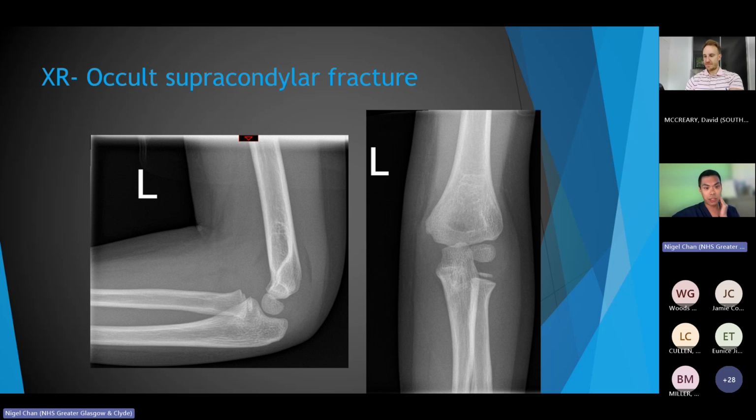And this is what her X-ray looked like. It's a bit more obvious in this one. You can see a posterior fat pad. You can't see any obvious break though. But she was just treated conservatively for a Gartland 1 basically.